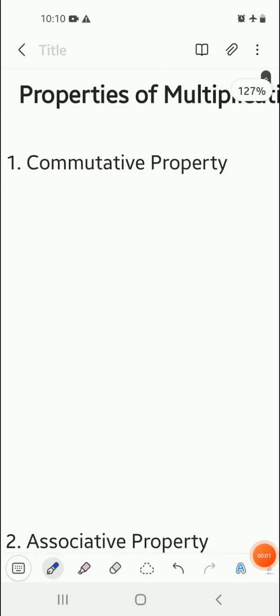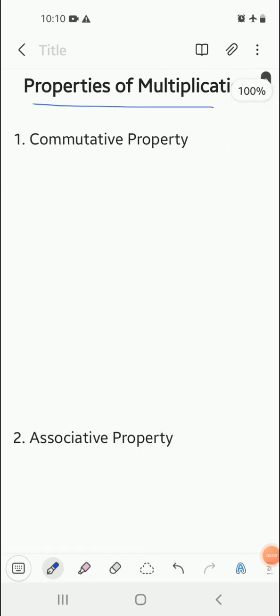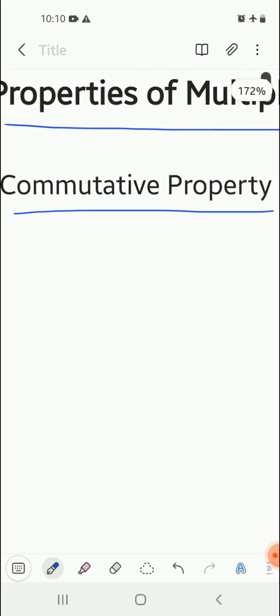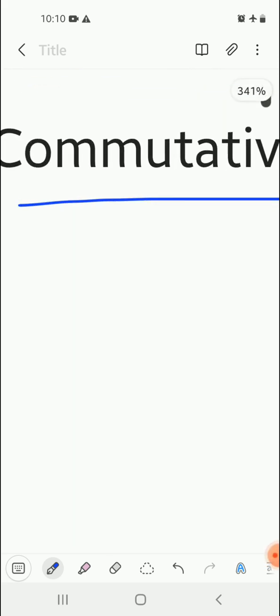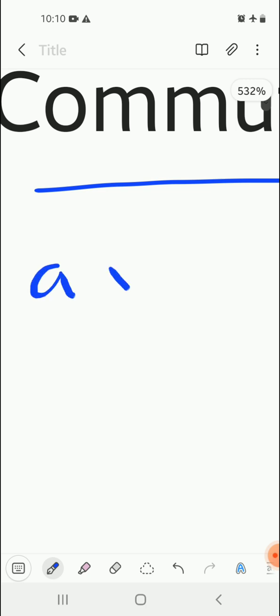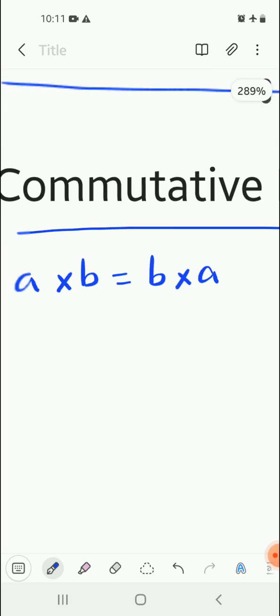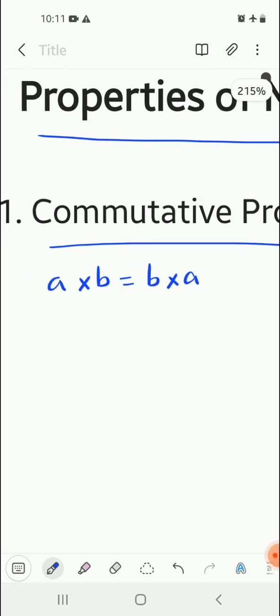We are going to learn about the properties of multiplication. The first property is the commutative property. Commutative property means that if we reverse the order, for an example, A into B is equal to B into A. That is, if we reverse the position of the numbers, the product of the numbers remains the same.